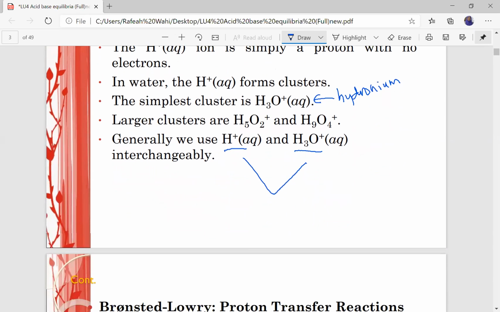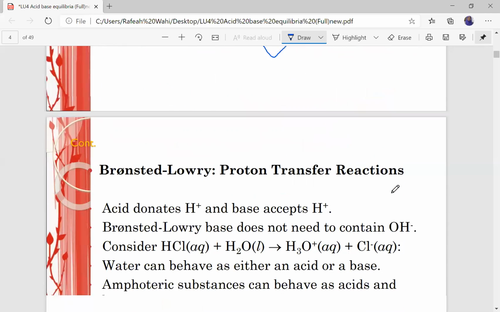Of course, sometimes we can have these larger clusters of H5O2 plus and H9O4 plus, but most of the time we are going to use the hydronium ion. Okay, it's the cluster of H plus ion.